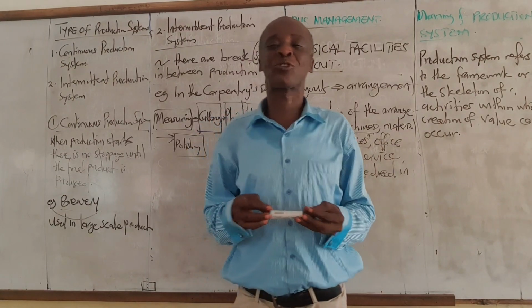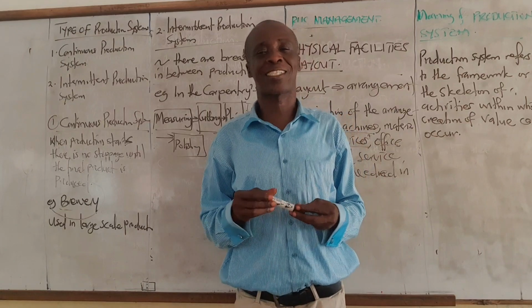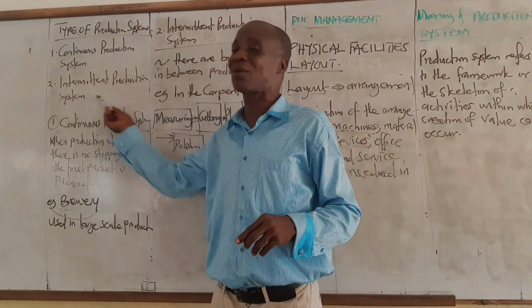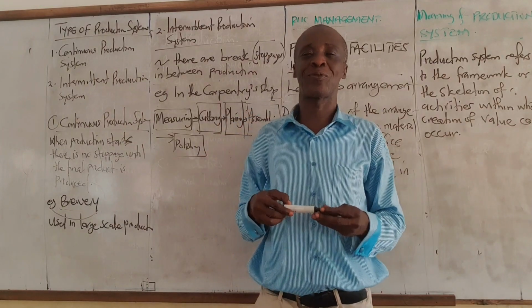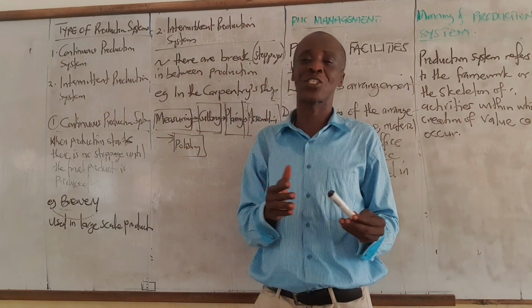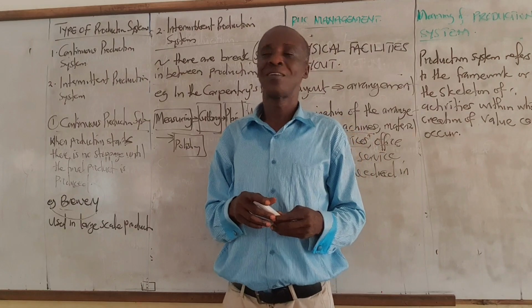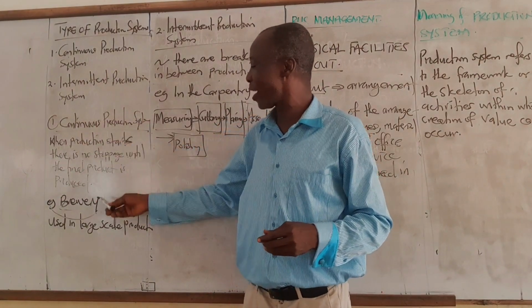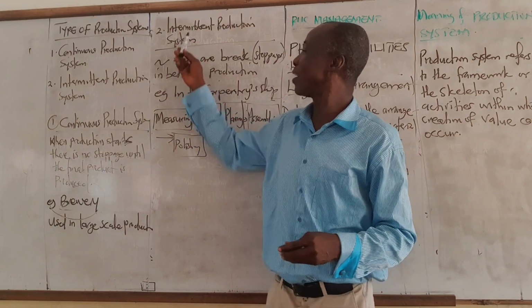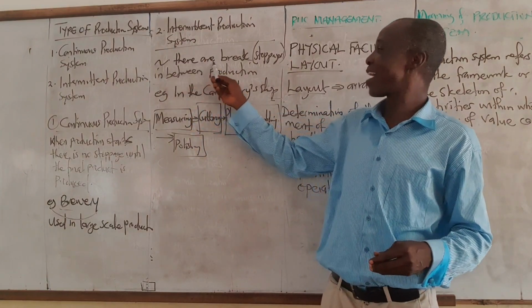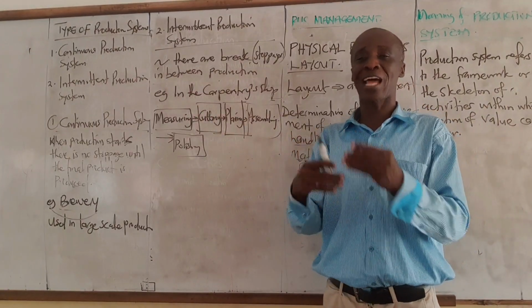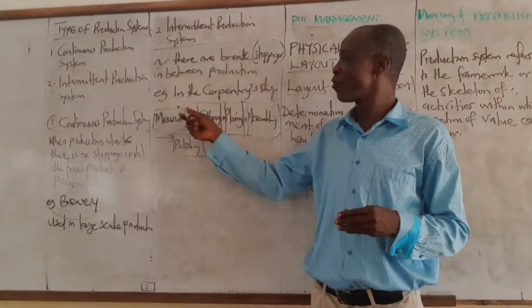Then from there we come to the intermittent production system. Once you understand the continuous production system, then the intermittent production system becomes very simple. It's the opposite. So if this one is the final product, there is no stoppage, then it means that for the intermittent one, there are breaks or stoppages in between production. And I'm giving you an example.